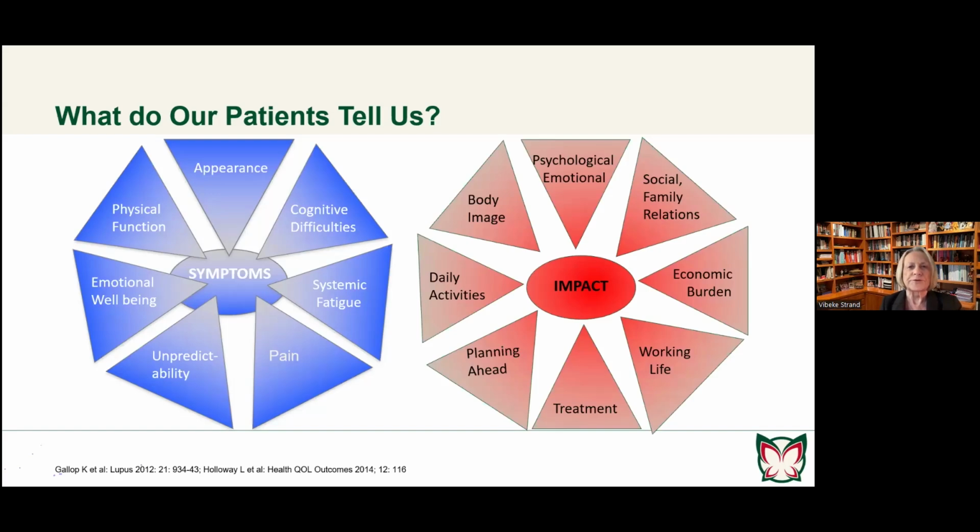They want improved psychological and emotional ways of thinking. They want better social and family relations. They want better and less economic burden. They'd like to maintain their working life. Yes, they want treatment, but not so badly that it interferes with their life. Planning ahead is important and very difficult to do with a systemic disease like lupus. Daily activities are affected, and certainly body image.